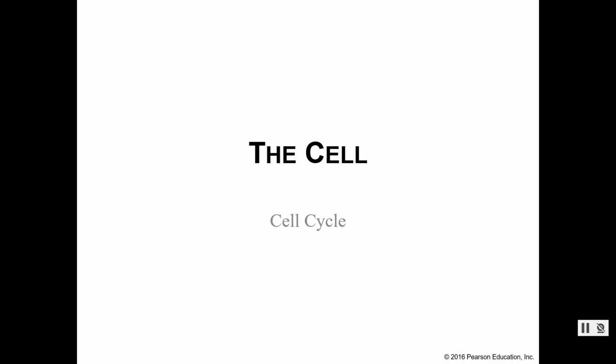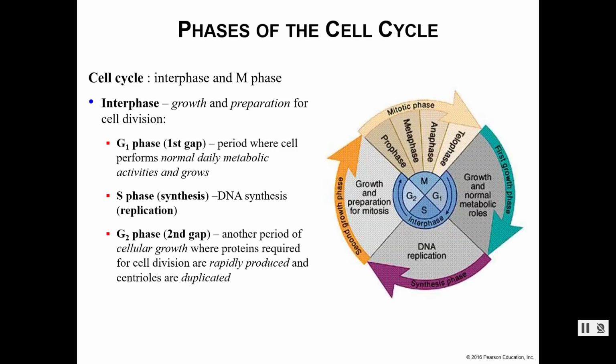In this recording, we're going to discuss the cell cycle. The cell cycle has two main components, interphase and M phase, or the mitosis phase. During interphase, the cell's doing quite a lot of things. It's growing and it's preparing for cell division. We subdivide interphase into three smaller phases, G1, S, and G2.